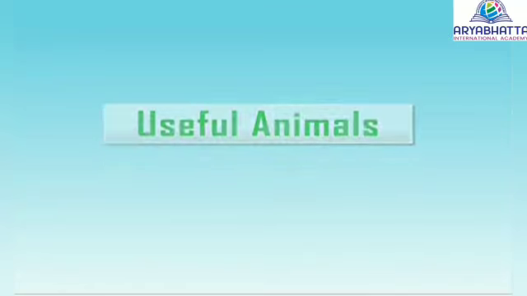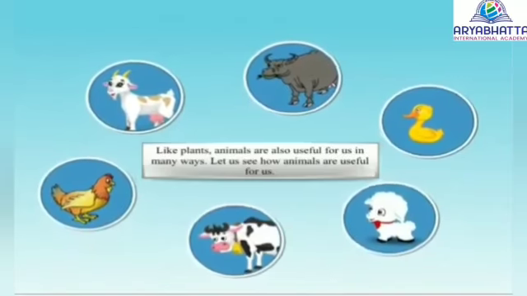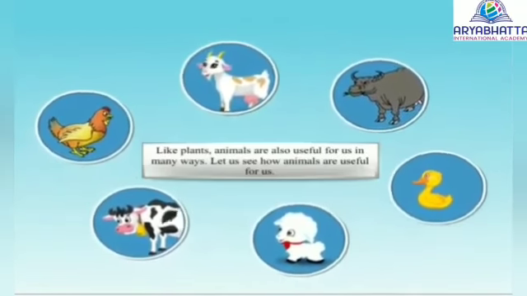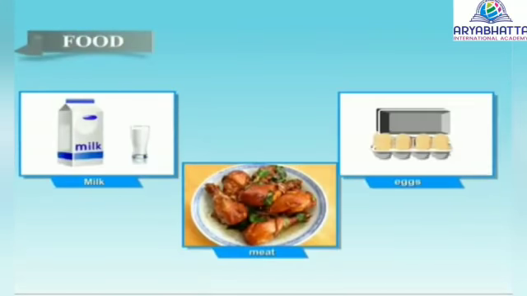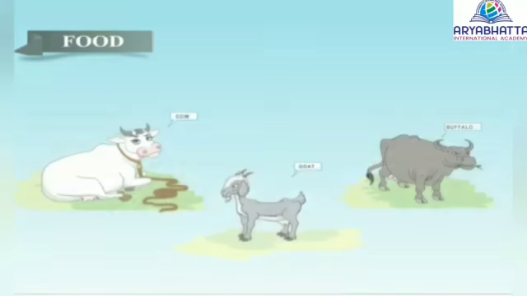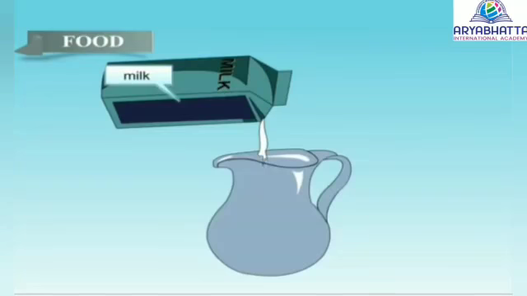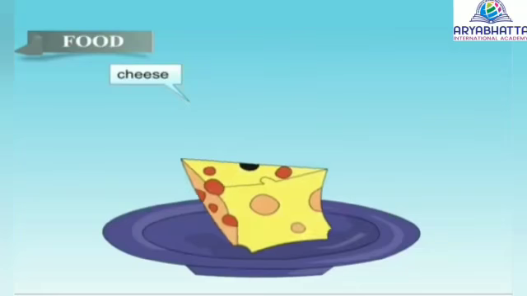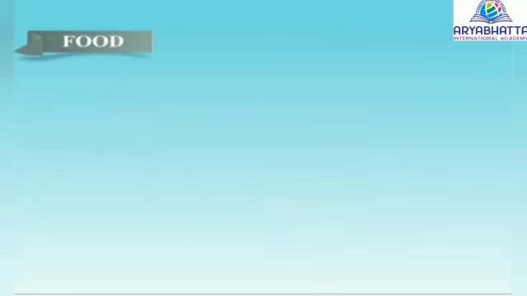Useful animals. Like plants, animals are also useful for us in many ways. Let us see how animals are useful for us. Food. We get food items like milk, meat and eggs from animals. Cows, goats and buffaloes give us milk. These animals are reared on farms for milk. This is called dairy farming. Milk is rich in protein and is used in preparation of cheese, butter, curd and sweets.